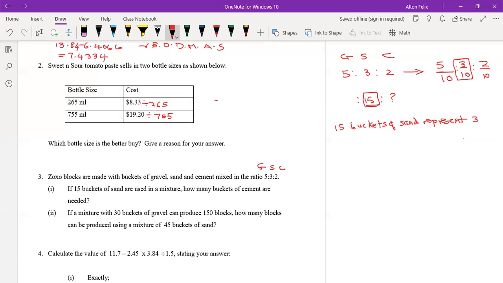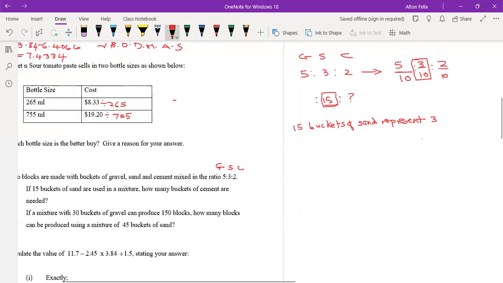So we want to determine how much one part really represents. It represents 3 parts. So how many buckets of sand will represent 1 part? Think about it. If three parts are equivalent to 15 buckets, then 1 part will be equivalent to 15 divided by 3, which is 5 buckets of sand.